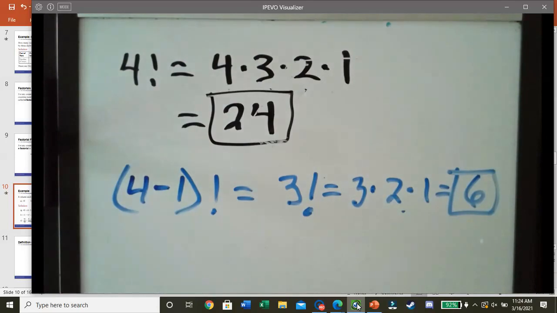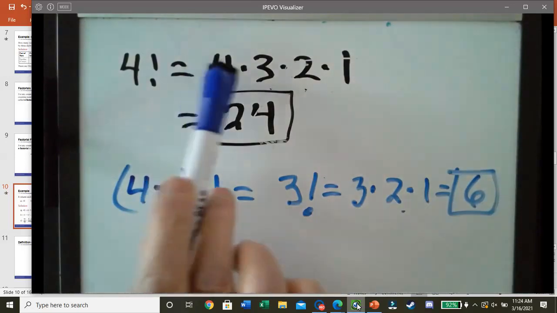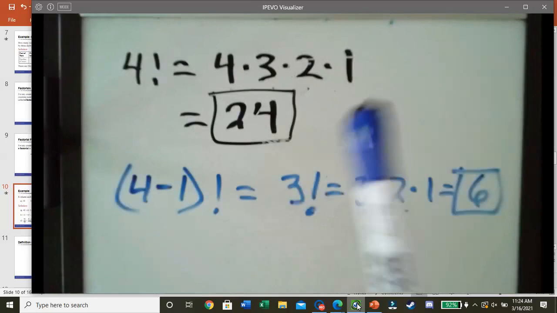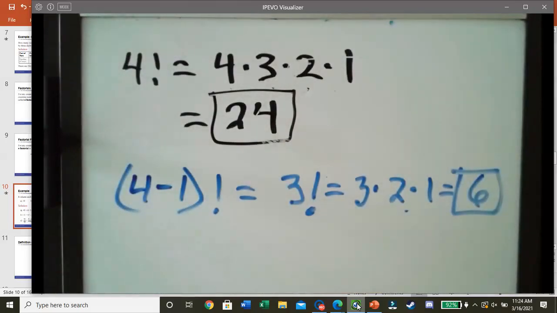So if we had 4 seats and 4 students, the first seat could have 4 students in it. So if 1 student sat down, then the next seat would only have 3. Next seat 2, next seat 1. So with 4 seats and 4 students, there's 24 different ways to arrange the seating. Okay, so that's how that can be useful. All right, any questions with that?